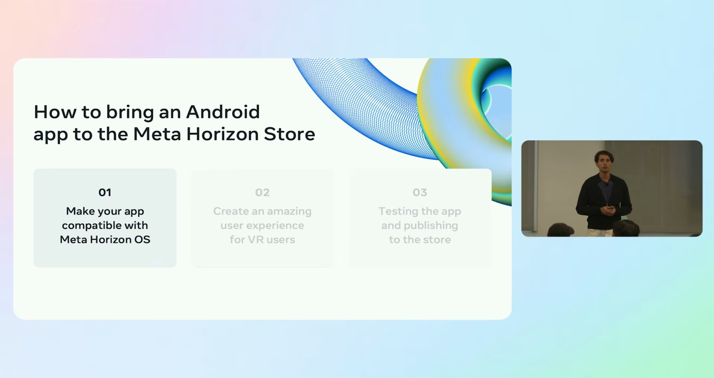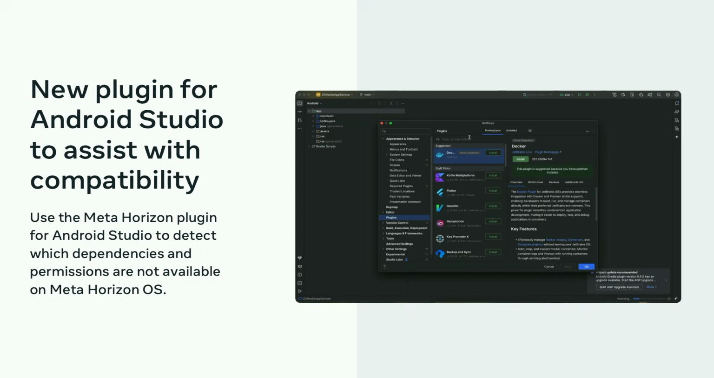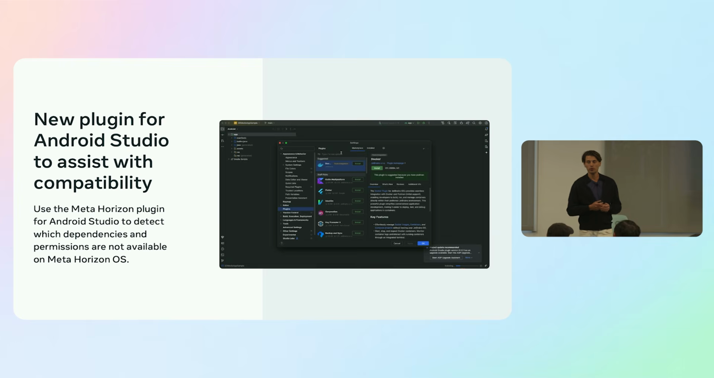Starting with the first step of making your app compatible with Horizon OS. Now, Horizon OS is an AOSP-based operating system, right? What that means in practice is that there are certain dependencies that just don't work on Horizon OS, which do work on vanilla Android. An example of that is, let's say, the Google notification service. If your app uses the Google notification service, then you have to replace that with a sort of substitute service that we provide for Horizon OS. And that is something that just needs to be done in order for the app to run on Horizon OS.